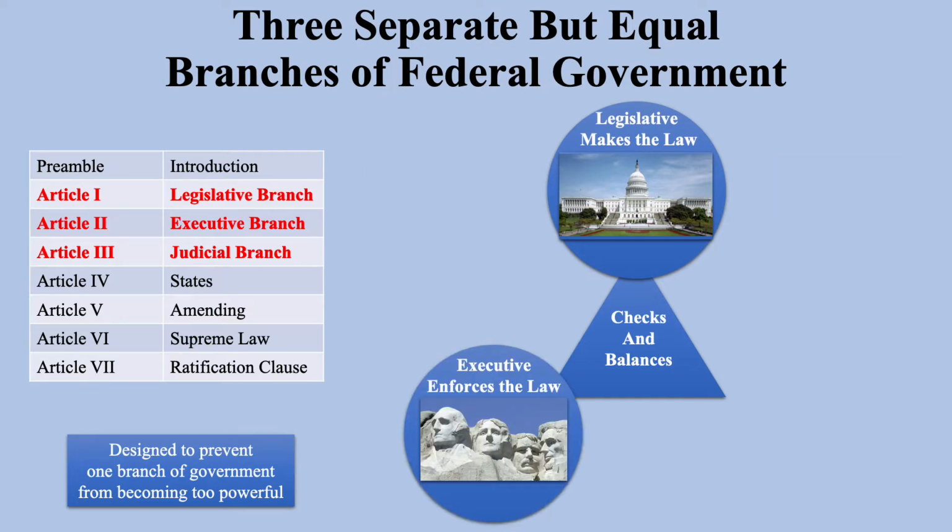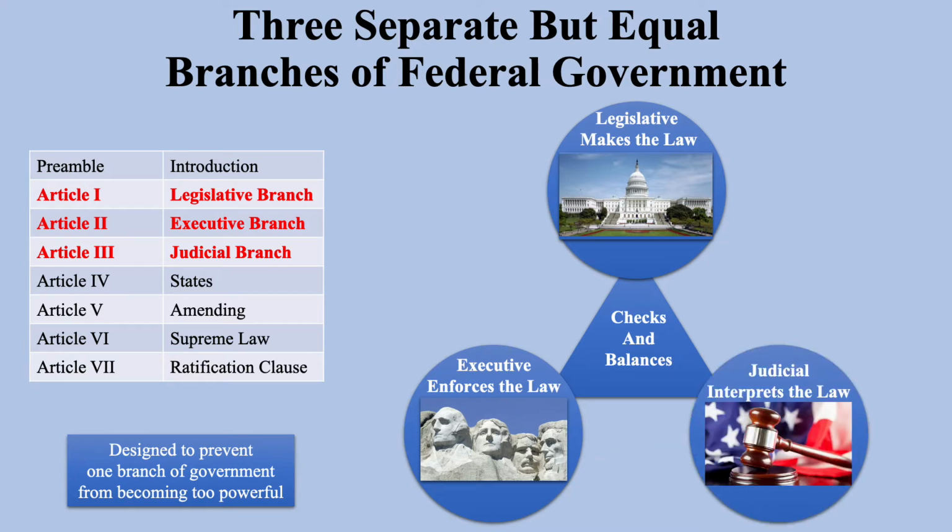The second branch of the federal government is the executive branch, which is empowered to enforce the law of the land. The executive branch is made up of the office of the President and Vice President. The third branch of the federal government is the judicial branch, which is empowered to interpret the law. The judicial branch is made up of the Supreme Court of the United States, federal courts, and state courts.